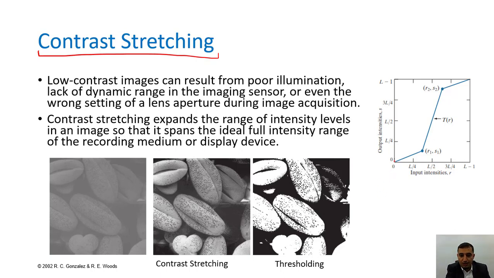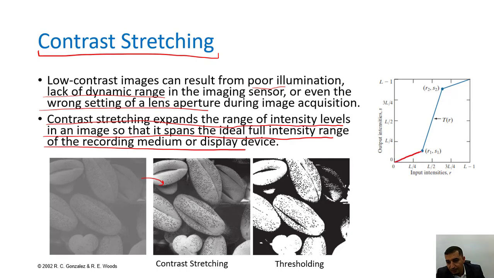In order to stretch the contrast of an image, we need to understand what's happening with the image. You can see this image over here, where the contrast is located in one place. We stretch it to get better results. So low contrast images can result from poor illumination, lack of dynamic range in the range of the sensor, or even wrong settings in the lens. So the contrast stretching expands the range of intensity levels in an image, so that it spans the full intensity range of the recorded images. You can see here, this is the input intensities, and here is our contrast stretching. So we get different types of contrast.